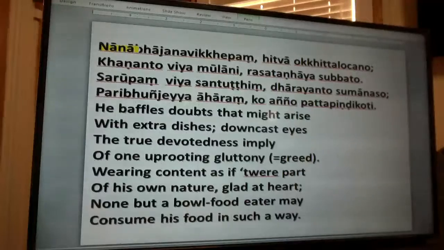Nana Bhajana Vikipan Hedoa Okita Lochano Kanato Viya Mulani Rasadanaya Subato.